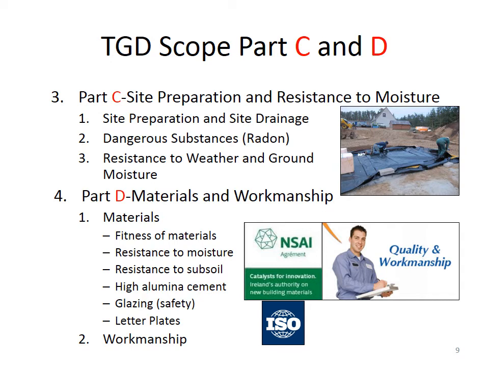Number 4 then, or part D, is materials and workmanship, and covered in that we have materials, and the kind of things that we'll see in there would be fitness of materials, resistance to moisture, resistance to subsoil, high aluminous cement, which is a particular type of cement that's used where you're going to have a lot of moisture, glazing safety, and letter plates also.